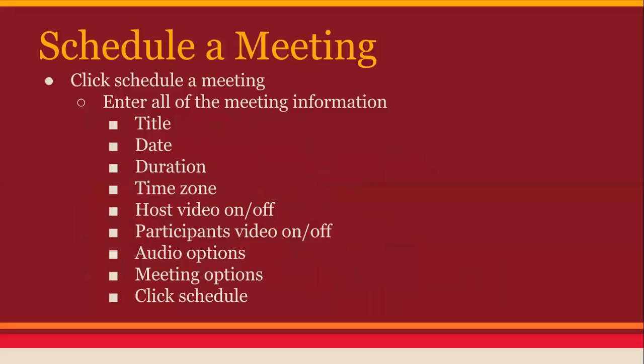So if you click on Schedule a Meeting, you can enter all the details for your meeting, the title, the date, the duration, the time zone, whether you want your video as the host to be on or off. And like I said, when I created this video, I turned the video off. So you don't see me, you just see my screen and hear my voice. You also have options to turn your participants' video on or off. Same thing with audio options, other meeting options, and then you would click Schedule.